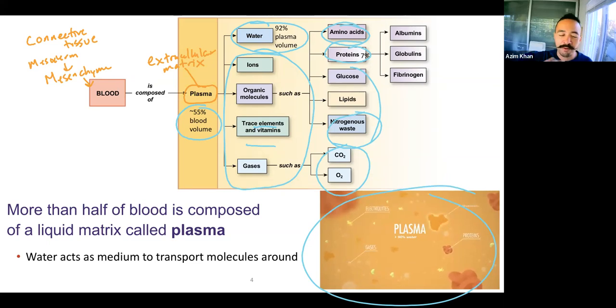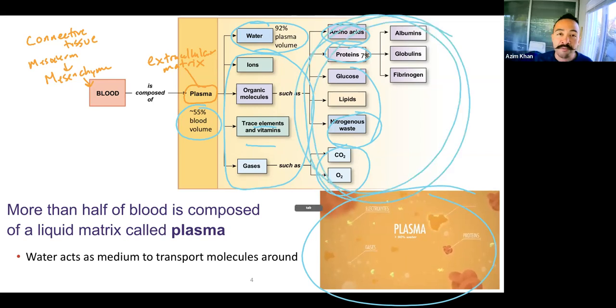Also, the heart pumps the blood. But anyways, you have water just holding the stuff and it can move around in this medium. I'm not going to expect you to memorize every single component inside of plasma. It's mostly water and there's other stuff in it, nutrients, wastes. I just want you to know that it's a transport vehicle. The plasma itself is a transport vehicle.